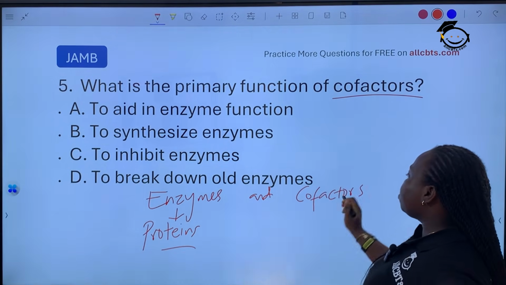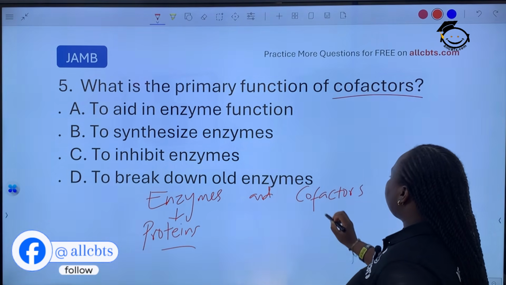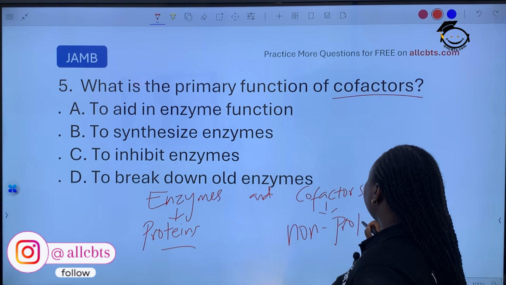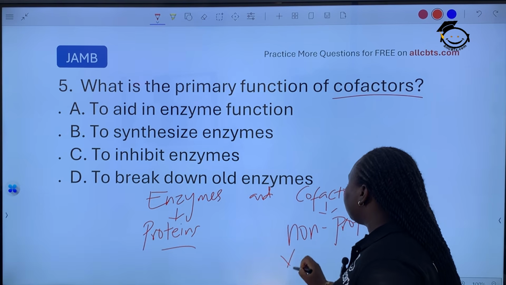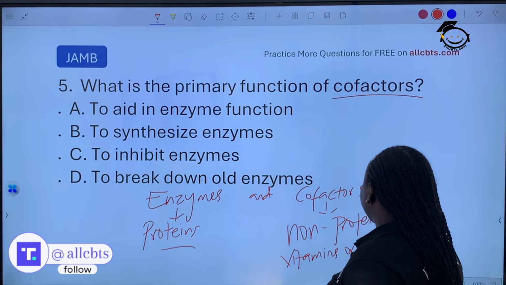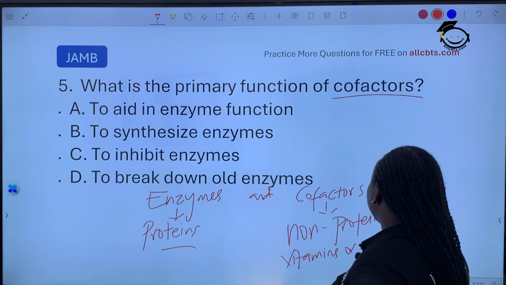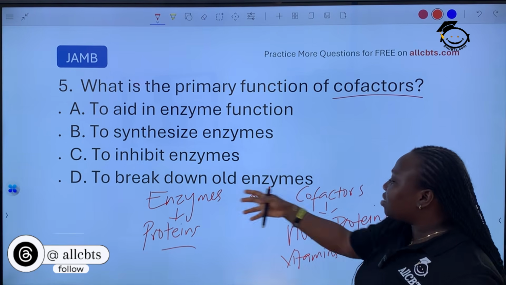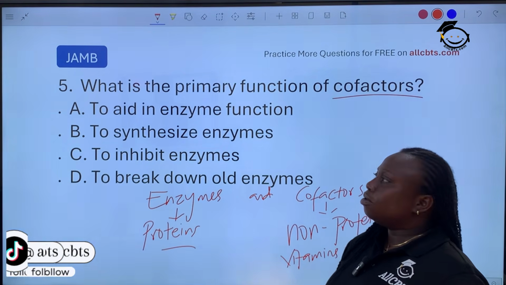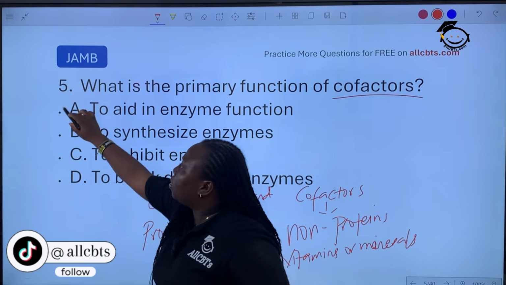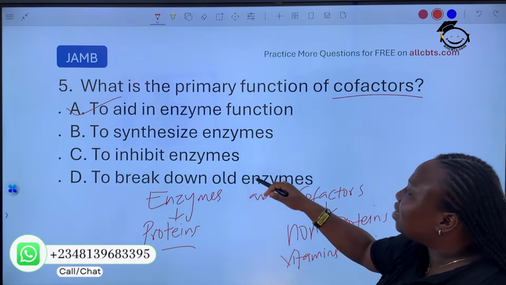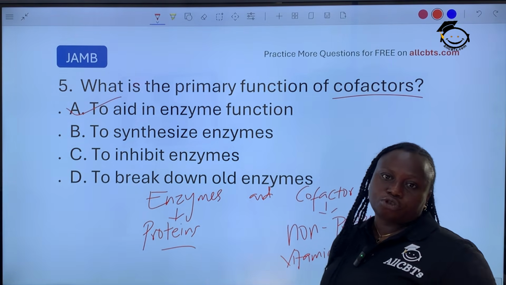But there is something called cofactors too. Now, these cofactors are non-proteins. They can either be vitamins or minerals. And what they do is they assist the enzymes. They help the enzymes. So this means our answer is option A. The work of the cofactors is to aid in enzyme function.